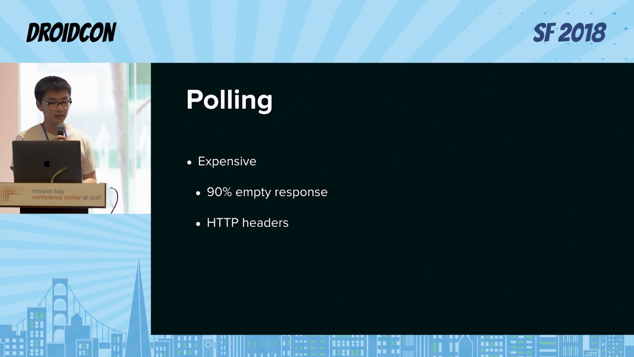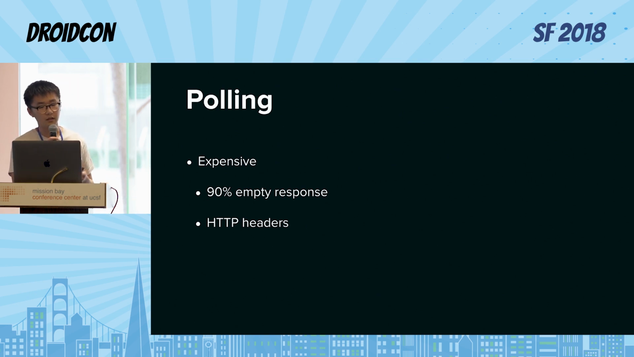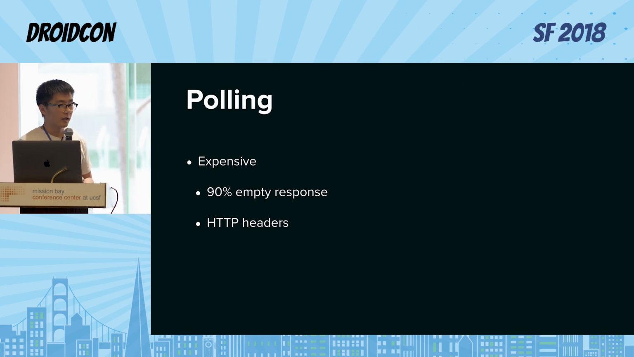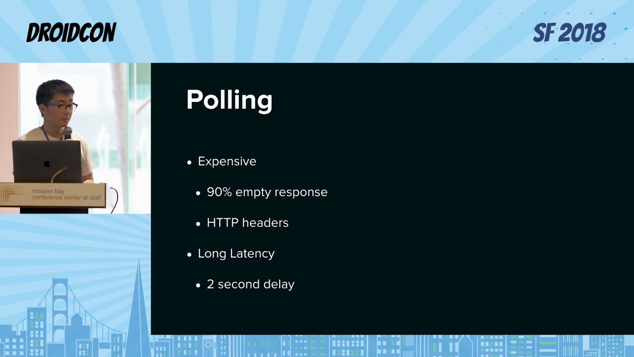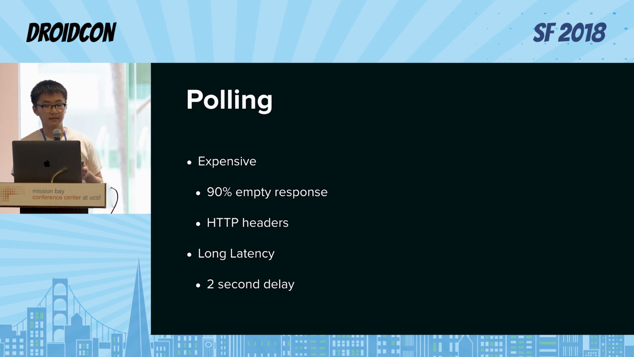What does that mean? It means that all these empty responses are unnecessary overhead. Although they do not carry any useful payload, they have a long list of headers that cost server CPU and bandwidth. If we can avoid making those requests, we could downsize our server and save a lot of money. Besides the cost issue, polling also has a longer latency. If you make a request every 2 seconds, no matter how fast your internet is, you could experience a 2-second delay.